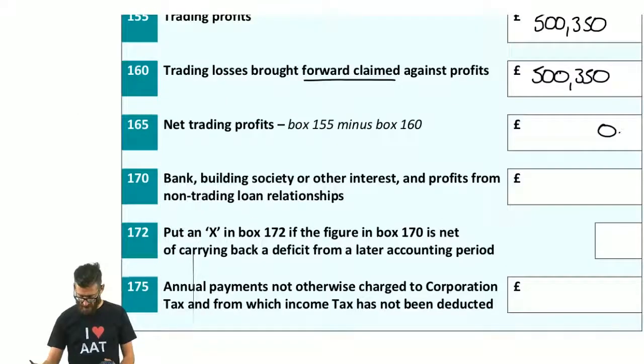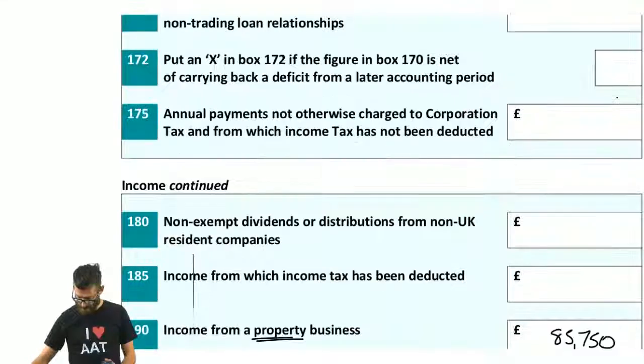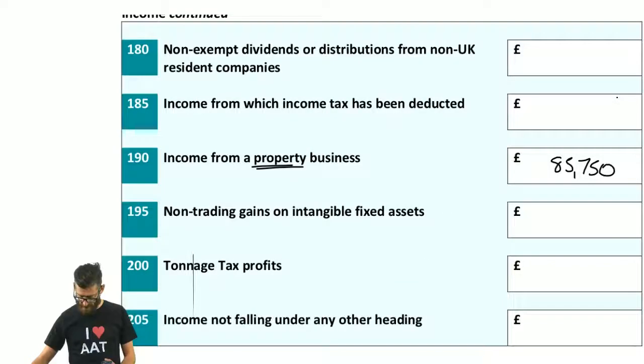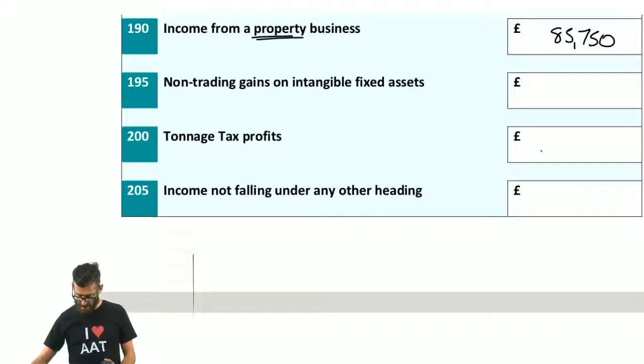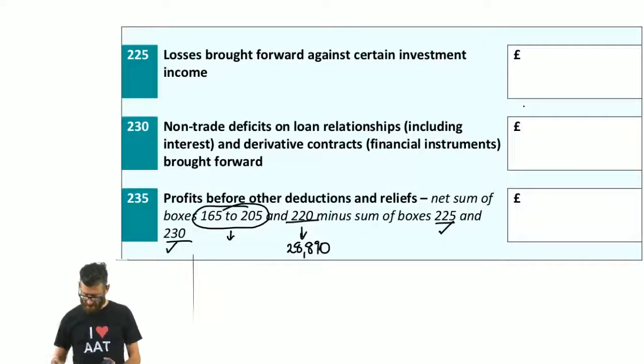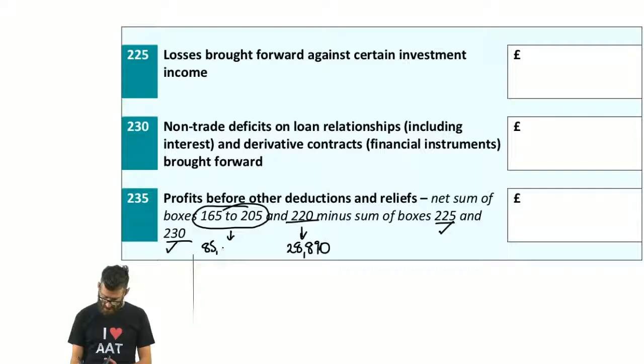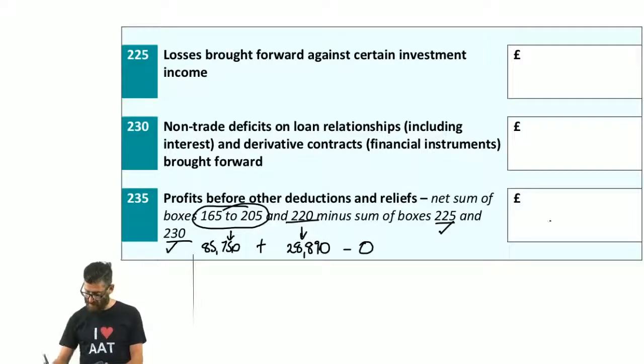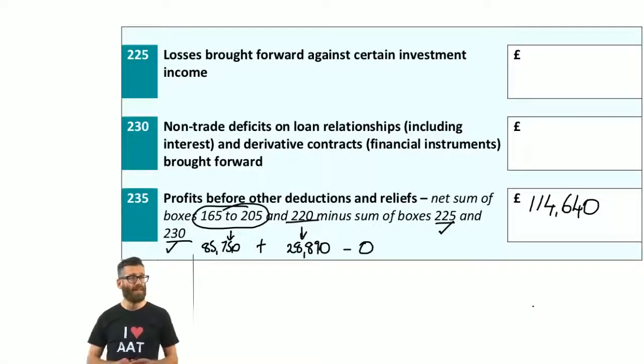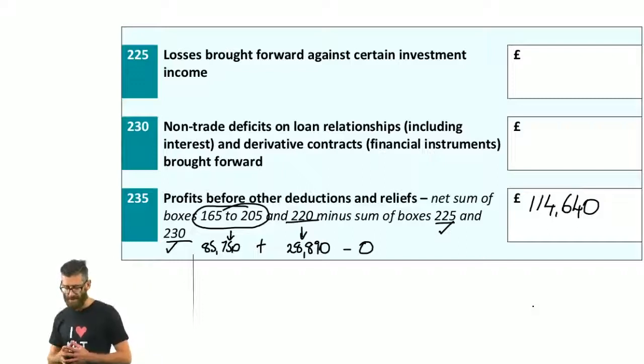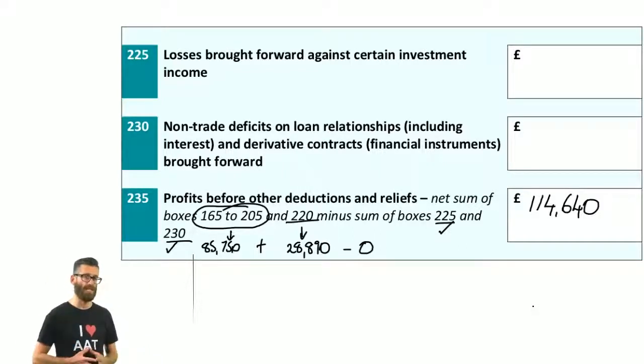And what happened in 165 to 205, the net sum, well, 165 was a 0. 205, there's an 85,750. So that's all I have, the sum 85,750. So the sum of those boxes and 220 minus the sum of boxes 225 and 230, well guys, that comes exactly back to our 114,640. So you can take a sigh of relief, should I say, in that we have managed to place those numbers in with accuracy.